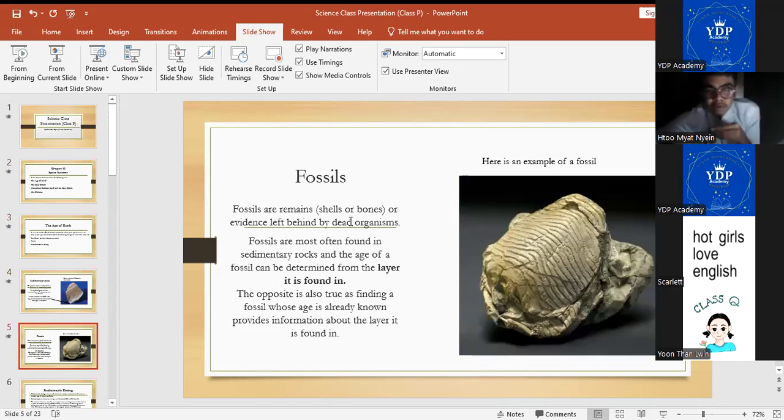And for the next one, it is fossils. Fossils are remains, shells, or bones, or evidence left behind by dead organisms. Fossils are most often found in sedimentary rocks, and the age of a fossil can be determined from the layer it is found in. The opposite is also true, as finding a fossil whose age is already known provides information about the layer it was found in. And here's the example of a fossil that I found on the internet.